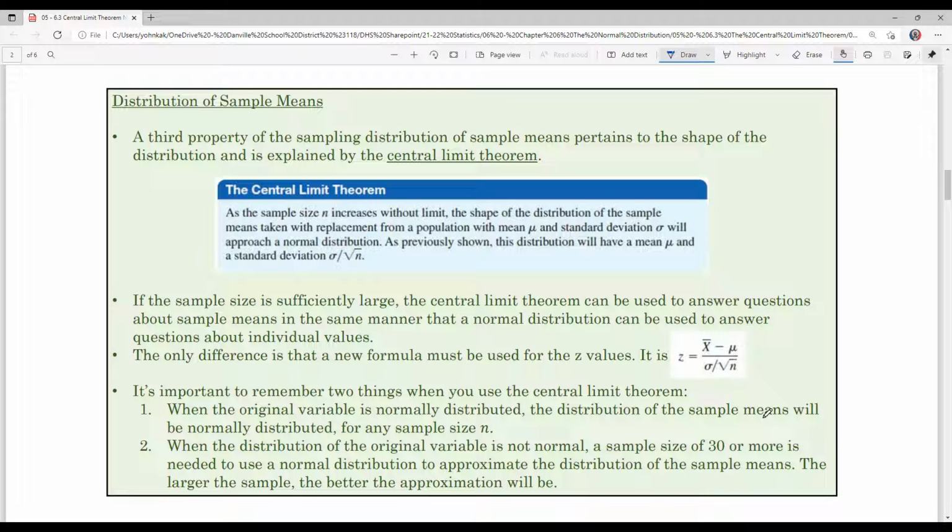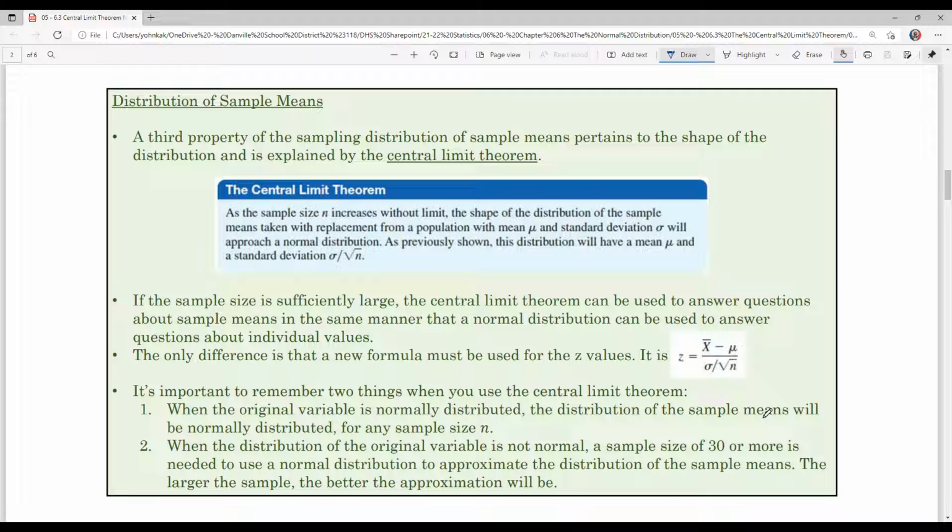The central limit theorem says, as the sample size n increases without limit, the shape of the distribution of the sample means taken with replacement from a population with a mean mu and standard deviation sigma will approach a normal distribution. As previously stated, this distribution will have a mean mu and a standard deviation of sigma divided by root n. So as I keep taking samples and increase the sample size, a sample of 30, then 40, then 50, eventually the shape of the distribution of the sample means is going to be approximately normal.